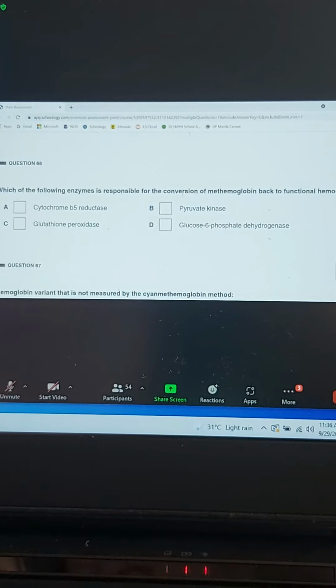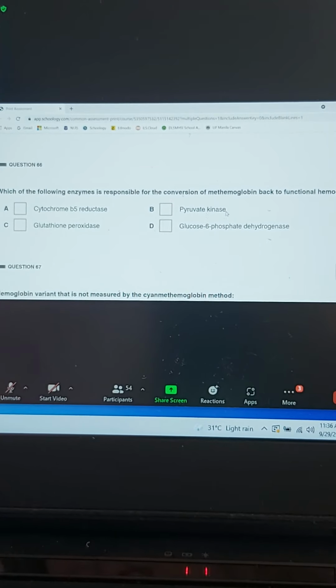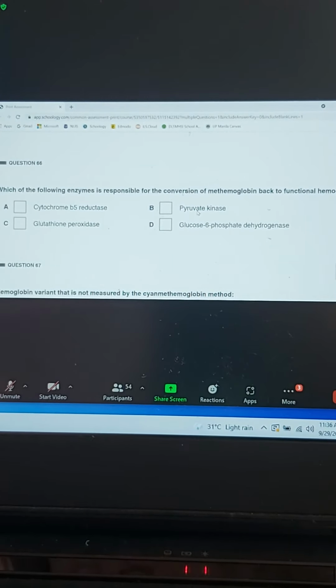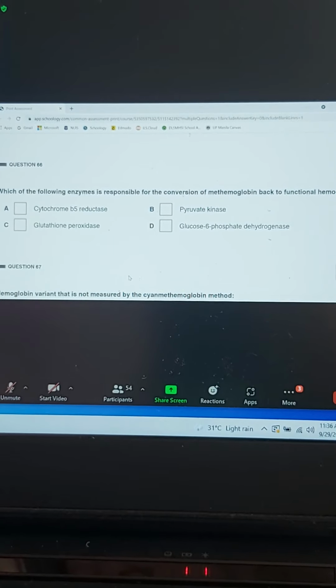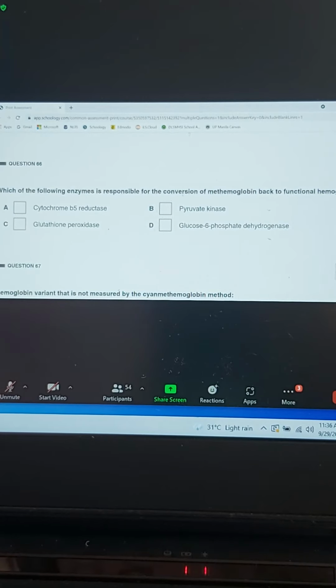The pyruvate kinase, this is involved in anong metabolic pathway? Pyruvate kinase. Embden-Meyerhoff. Okay, so sa Embden-Meyerhoff pathway siya. Your glutathione peroxidase, hexose po. Okay, so hexose monophosphate pathway, and of course, similarly, your G6PD enzyme, the hexose monophosphate pathway.